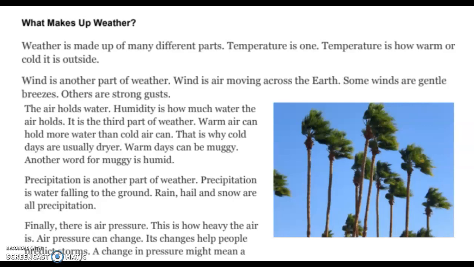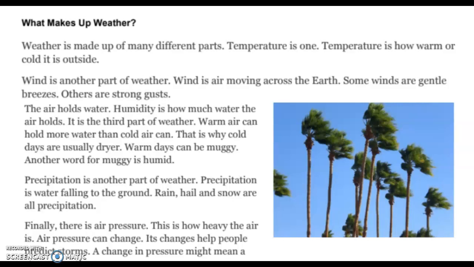Precipitation is another part of weather. Precipitation is water falling to the ground. Rain, hail, and snow are all precipitation. Finally, there is air pressure. This is how heavy the air is. Air pressure can change. Its changes help people predict storms. A change in pressure might mean a storm is on the way.